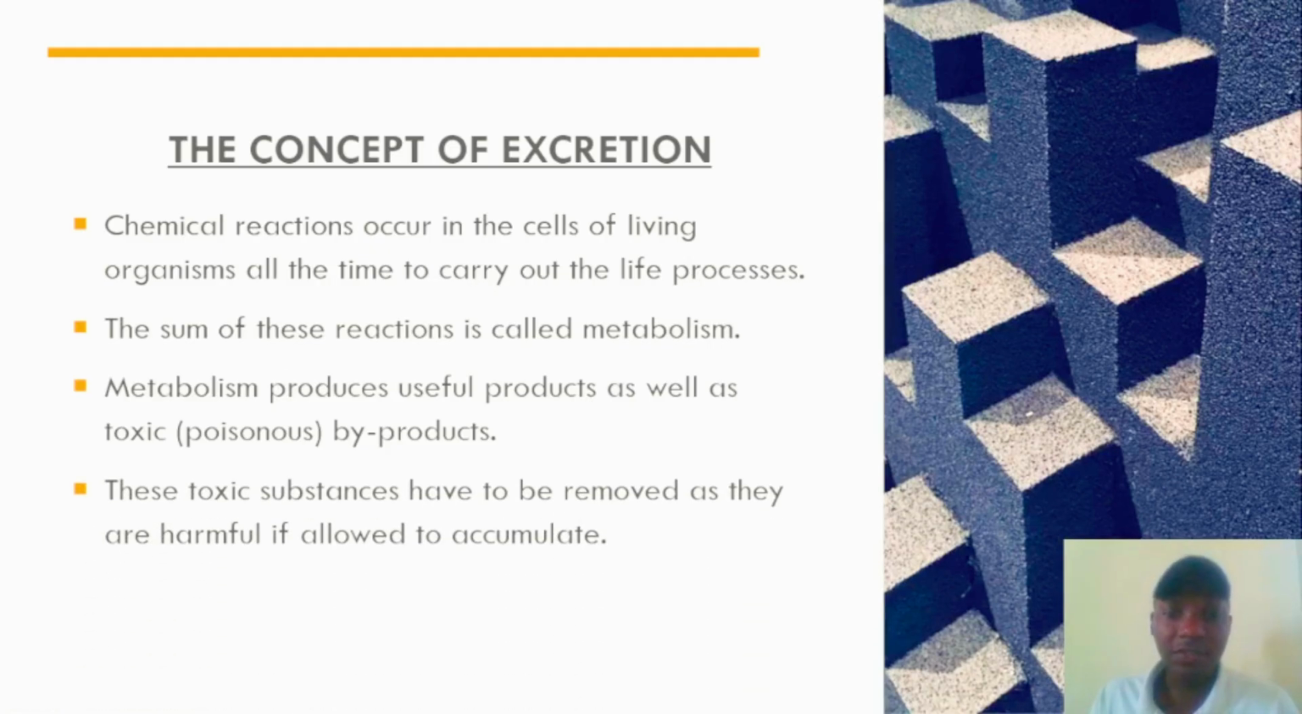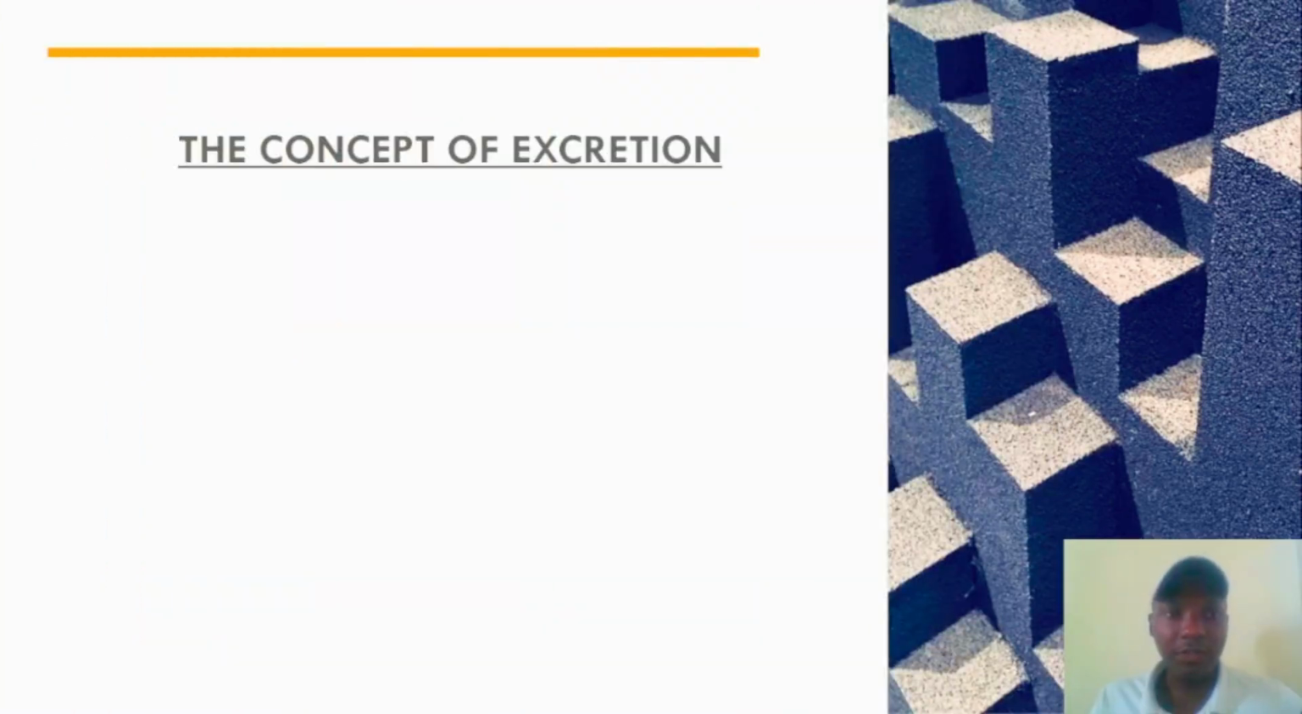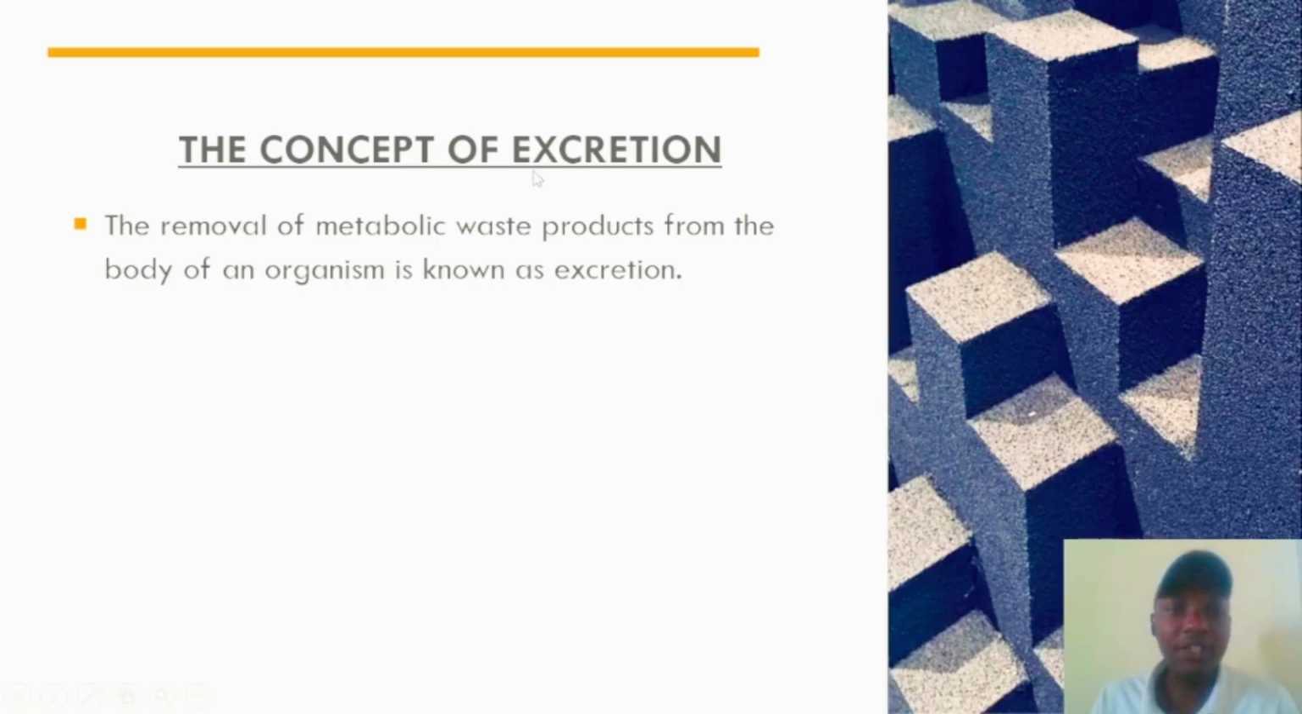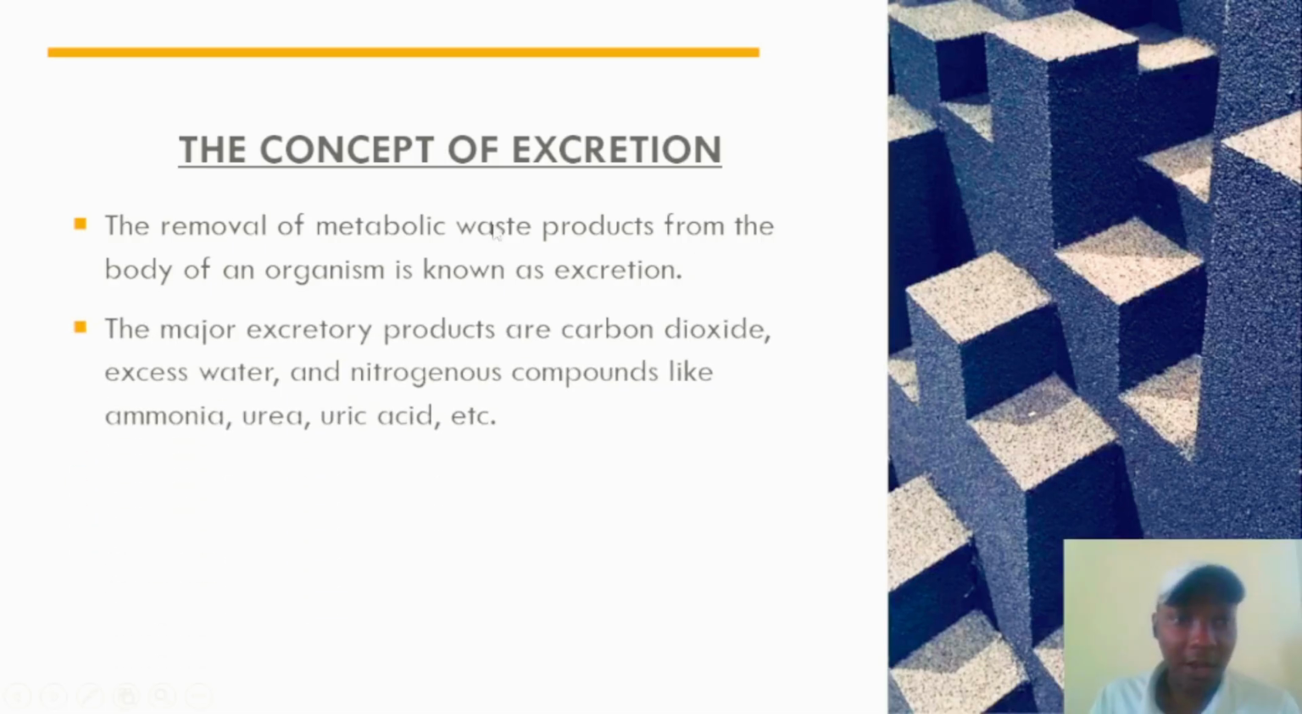Now these toxic substances have to be removed, as they are harmful if allowed to accumulate within the body of an organism. That's where excretion comes in. The removal of these metabolic waste products from the body of an organism is what we call excretion. The major excretory products include carbon dioxide, excess water, and nitrogenous compounds like ammonia, urea, uric acid, etc.